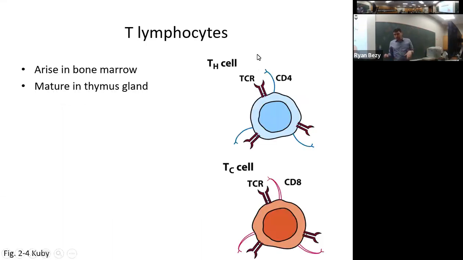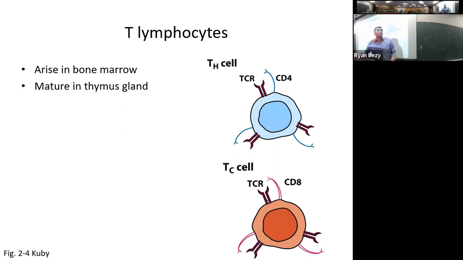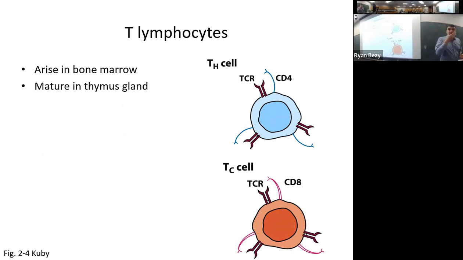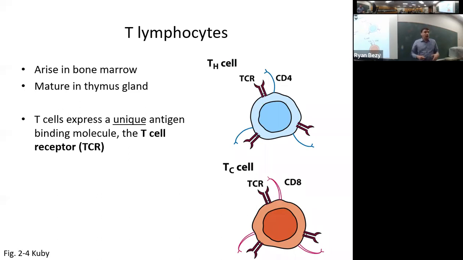T lymphocytes are first made during hematopoiesis in the bone marrow. But immature T cells migrate from the bone marrow through the circulatory system to the thymus gland. They're called T cells because they mature in the thymus gland. They go through a maturation process and a training process in the thymus gland that we're going to talk about. Most of what I'm going to discuss today and a little bit tomorrow is T cells in the thymus gland.